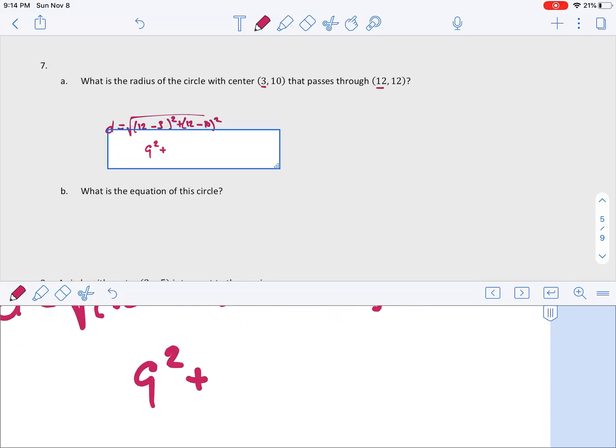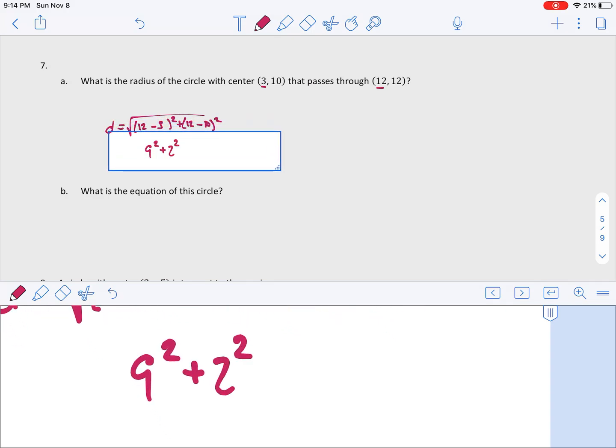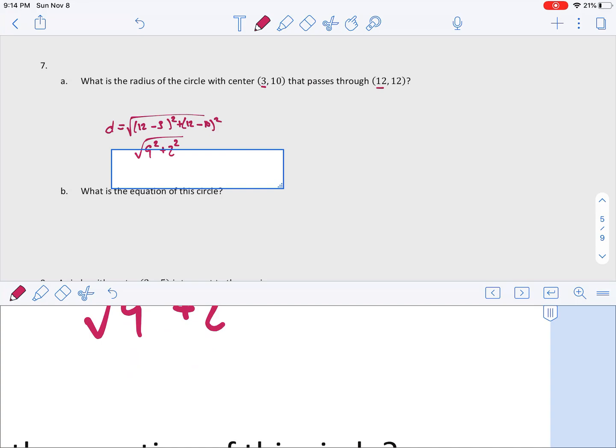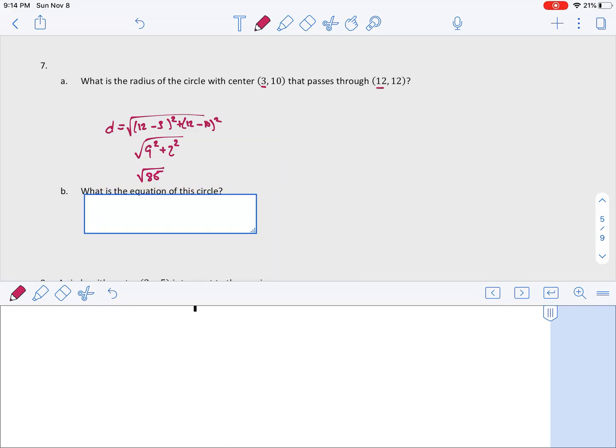And then we'll just go through and simplify this as much as we can. 9² is 81, 2² is 4. So the sum of 81 and 4 is 85. Now, if you type the square root of 85 in your calculator, you'll get something like 9.2, I'd imagine, but we'll just leave it as the square root of 85. We'll see why in just a second as we write the equation.